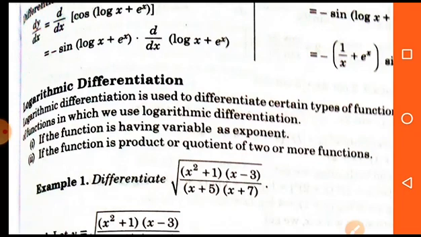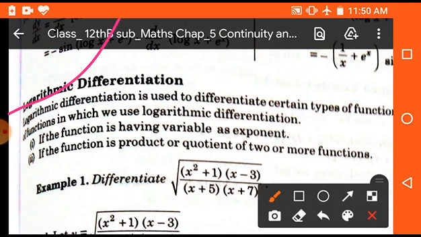In this part of the chapter, we will discuss some higher examples and some other formulas of differentiation. Okay, students? So start from logarithmic differentiation. Clear, students? In the last video, we have already discussed the properties of logarithm and exponential functions. The first topic is logarithmic differentiation.